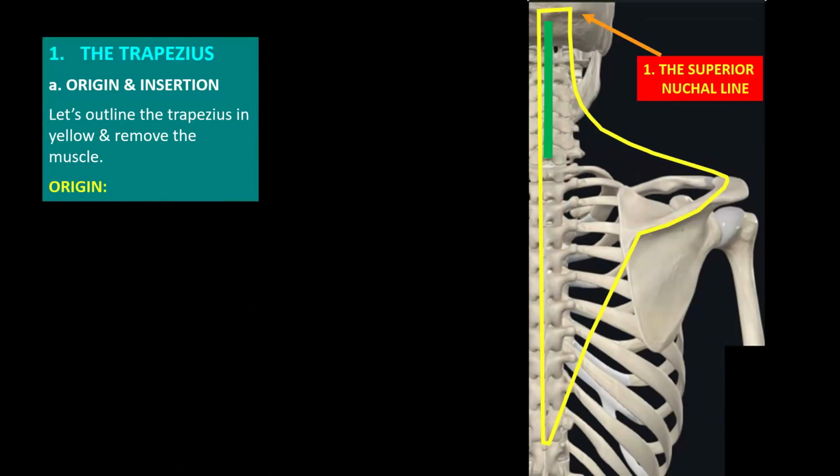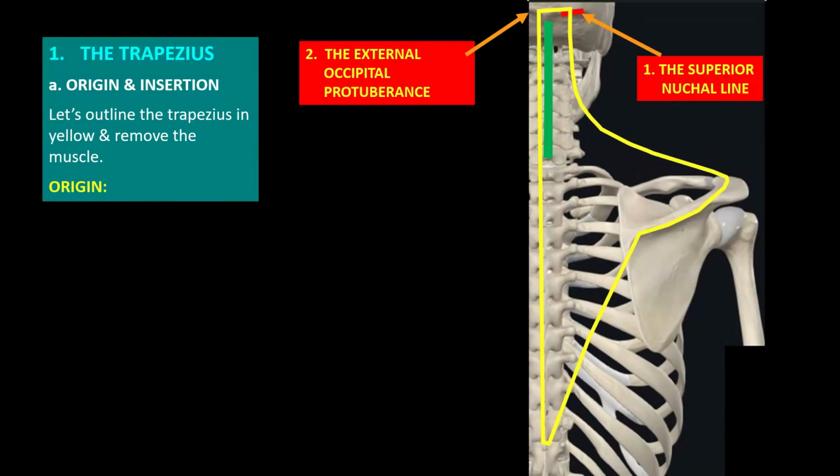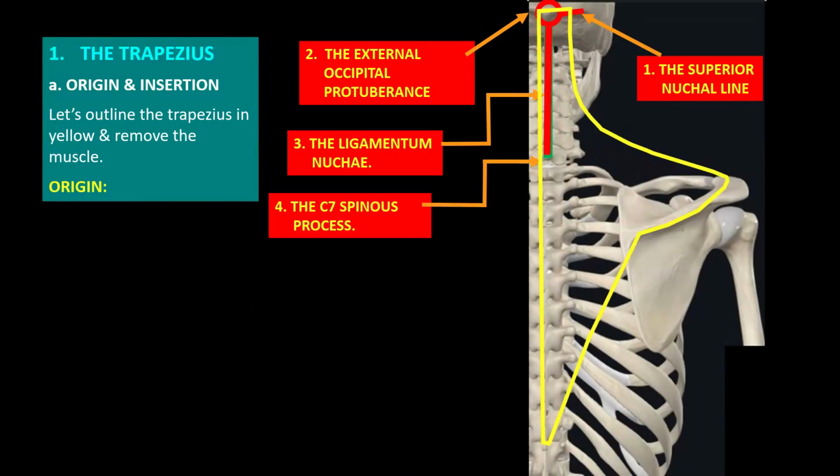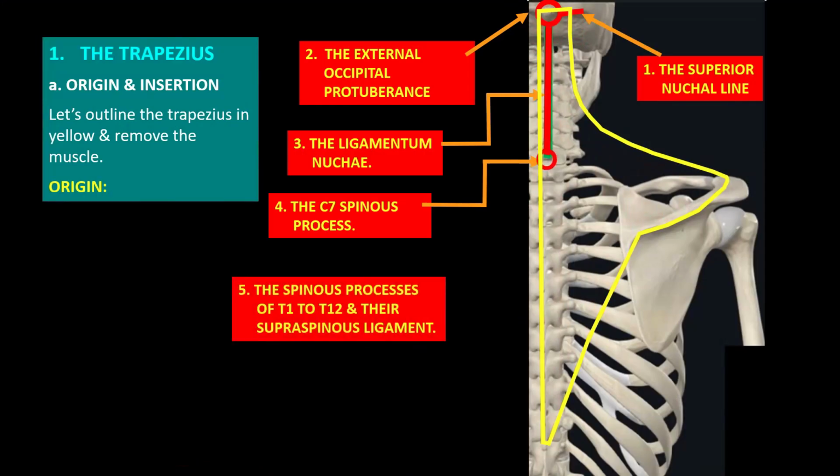Origin. 1. The superior nuchal line. 2. The external occipital protuberance. 3. The ligamentum nuchae. 4. The C7 spinous process. 5. The spinous processes of T1 to T12 and their supraspinous ligament.